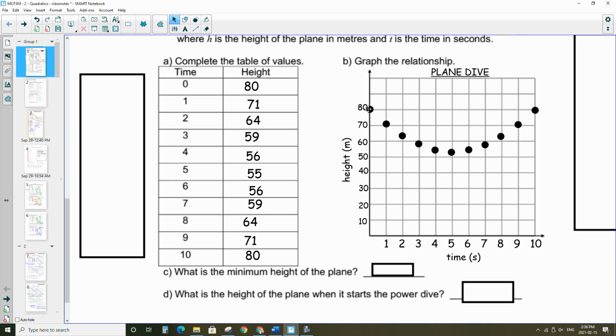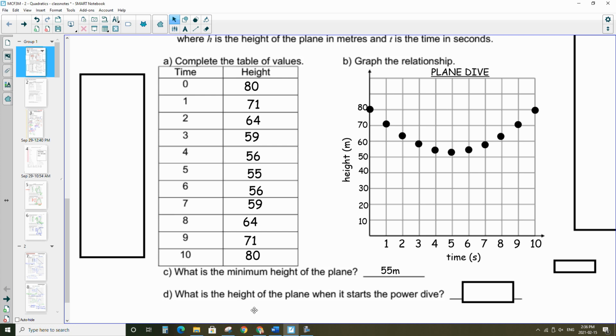So it starts off at 80 meters, and then it goes down towards the ground, and at a certain point it changes direction, and then comes back up. So it's asking how low did the plane go before it changed its direction to go back up. So you can see that the lowest height would be right here at 55 meters.